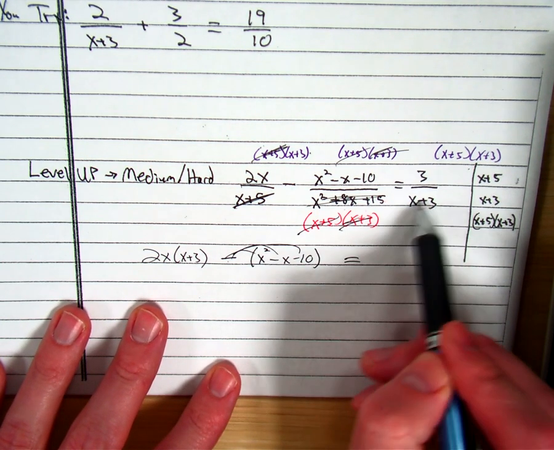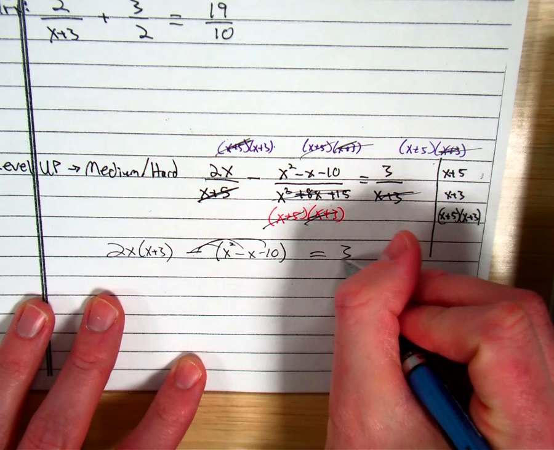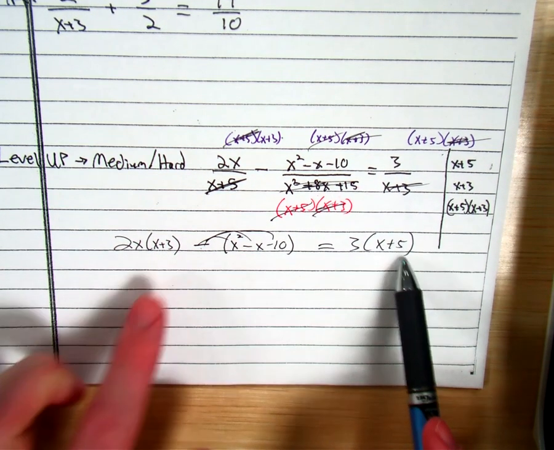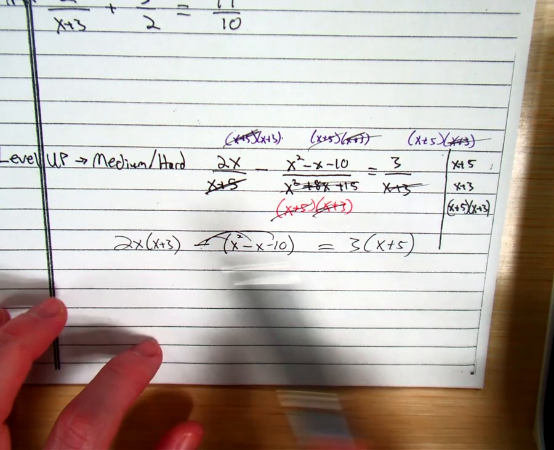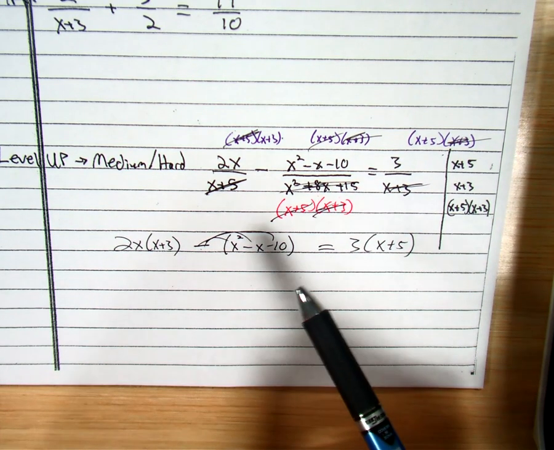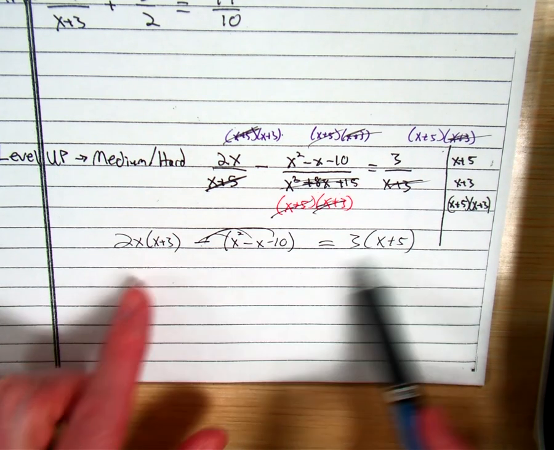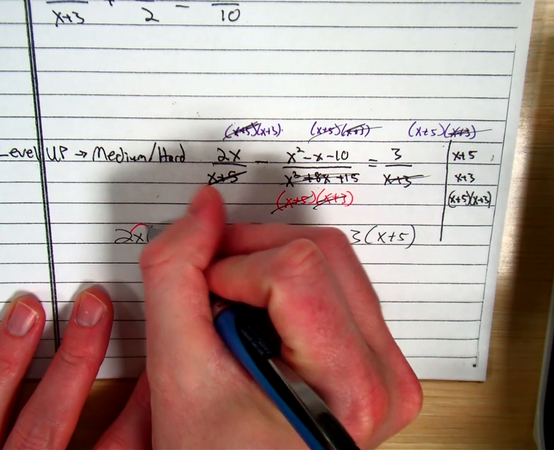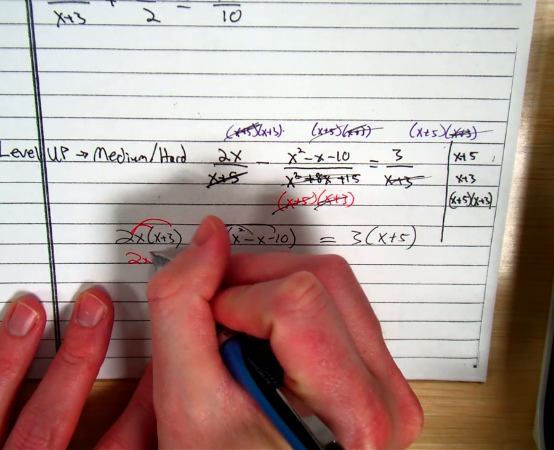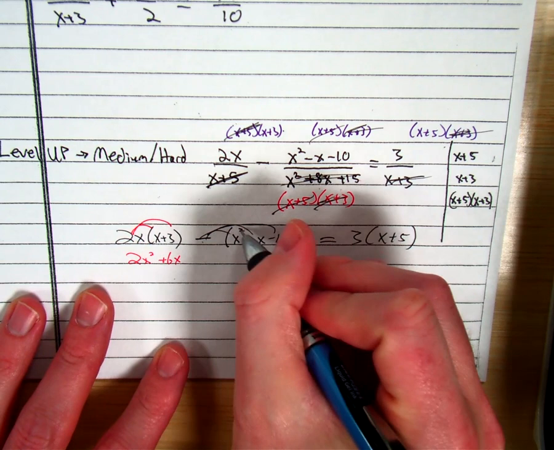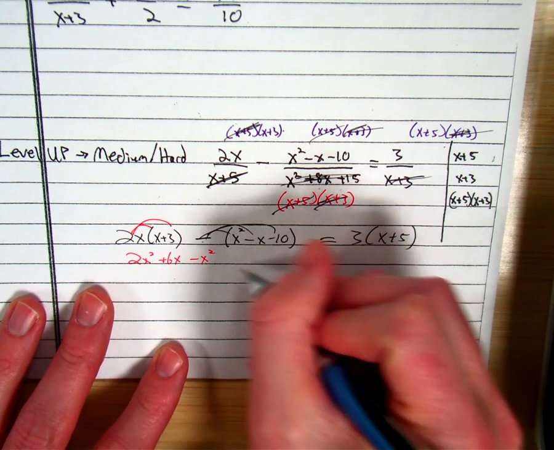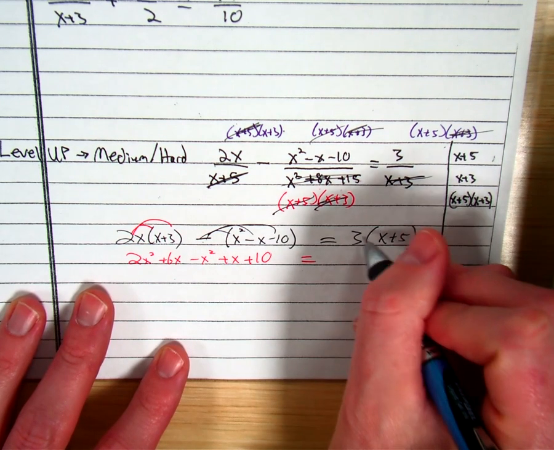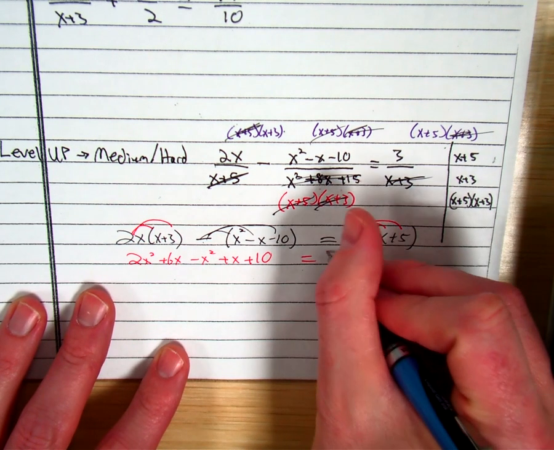And then on the right-hand side, the x plus 3s cancel out, and we'll have 3 times x plus 5. Now notice that these are not the same quantity, so I cannot just subtract this one over or subtract that one over. The example problems above were the exact same quantities, so we could try to combine them. Not the case this time, so we cannot combine those. Alright, we'll have 2x squared plus 6x minus x squared minus minus, so plus x minus minus plus 10 equals 3x plus 15.